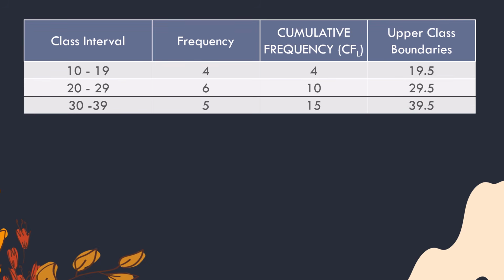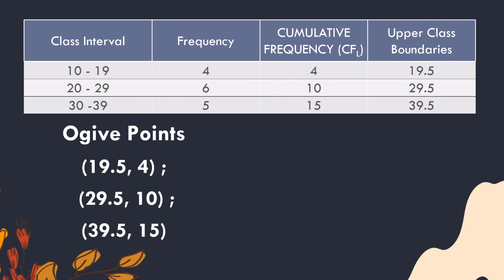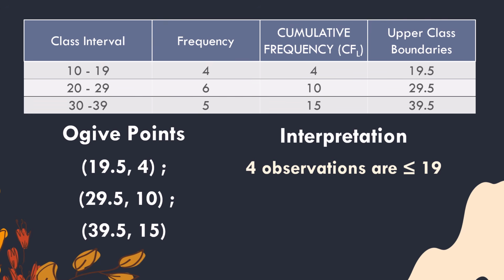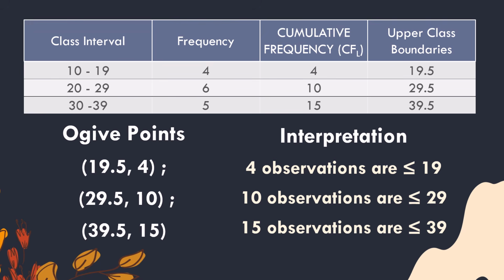Let's identify now the ogive points. The ogive points, that is 19.5 and then 4. Second, that is 29.5 and then 10. And then the last, 39.5 and then 15. What could be the interpretations? So 4 observations are less than or equal to 19. Second, 10 observations are less than or equal to 29. 15 observations are less than or equal to 39.